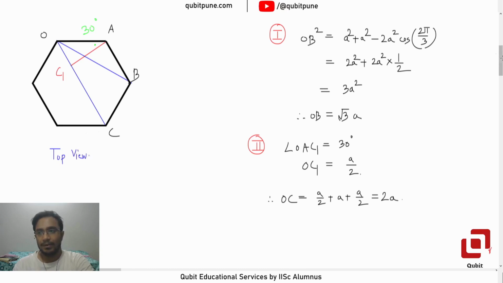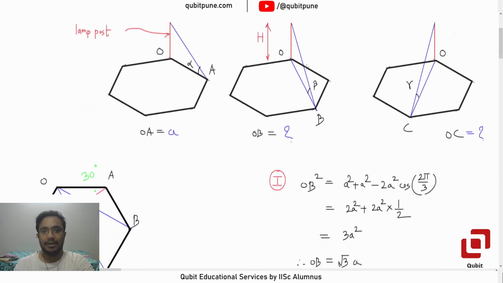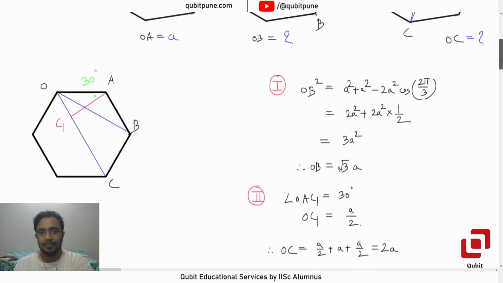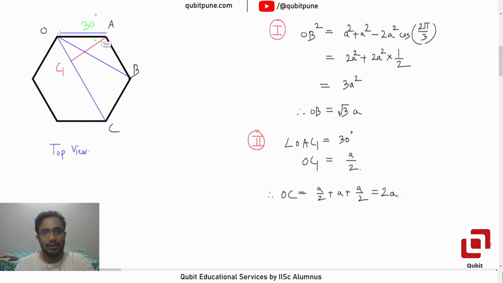So O is the point where he started. And then he is going to A, then to B, then to C. So O to A, then A to B, and then B to C. First, we consider triangle OAB and apply cosine rule.